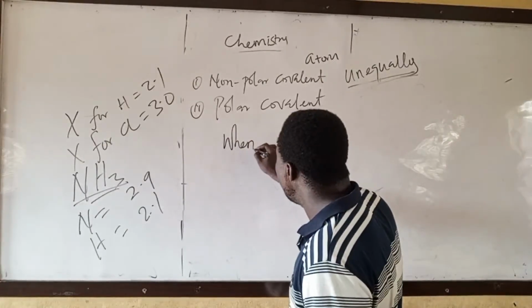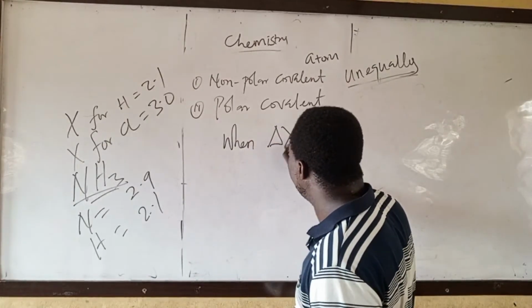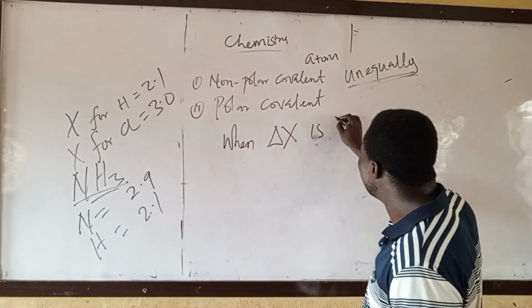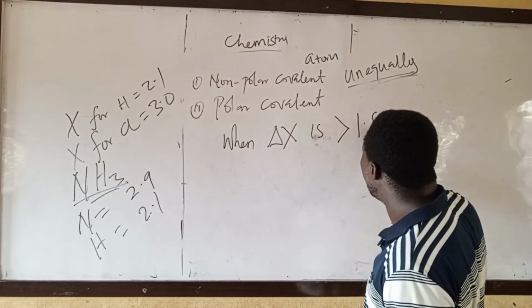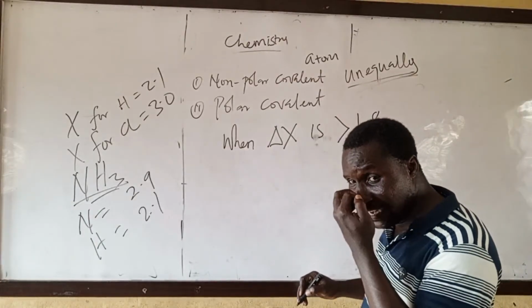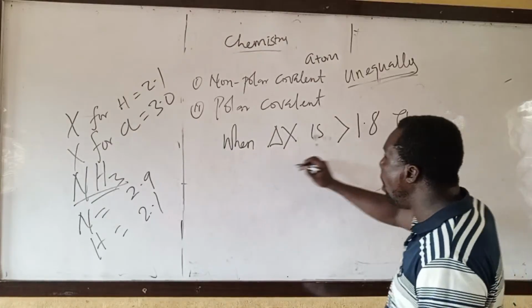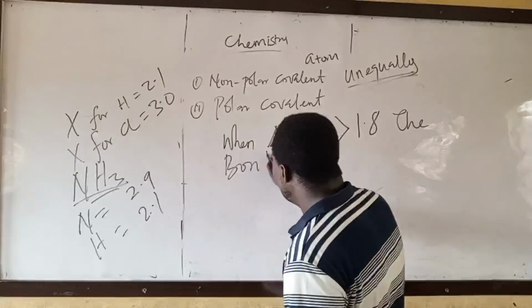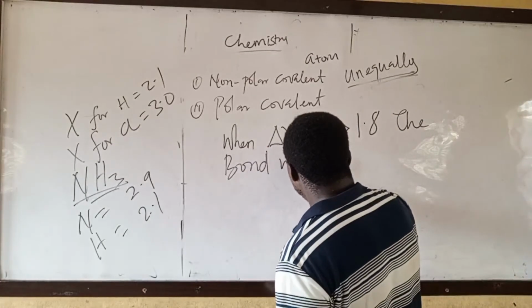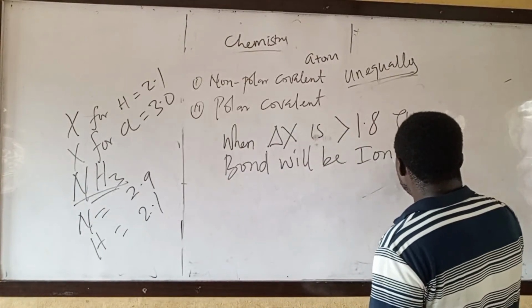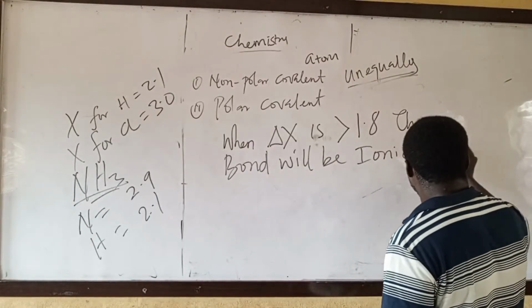When the electronegativity difference, the Pauling scale value, is greater than 1.8, the bond will be ionic. Another name for ionic is electrovalent.